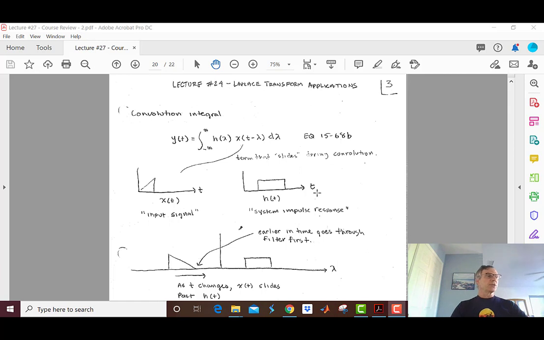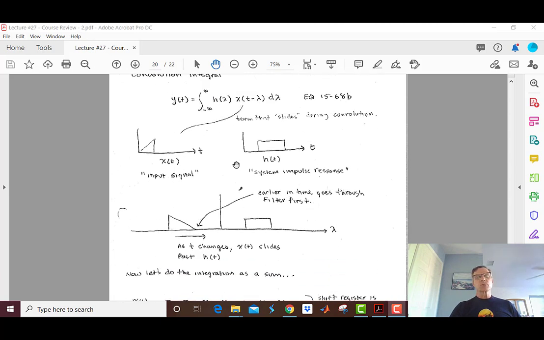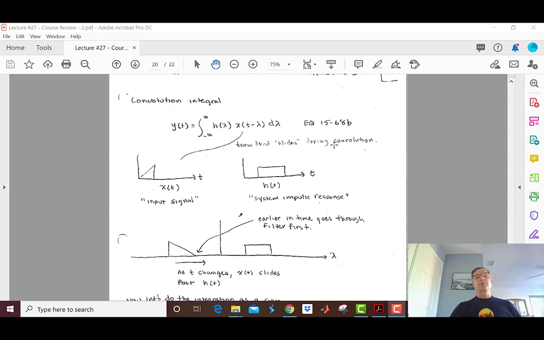Okay, so now let's move to Laplace transform applications. We're going to use the same functions we used last time. And I want to give you some more insight into the convolution integral. Really, what I'm going to do is set it up like a digital FIR filter, and hopefully that'll give you better intuition.